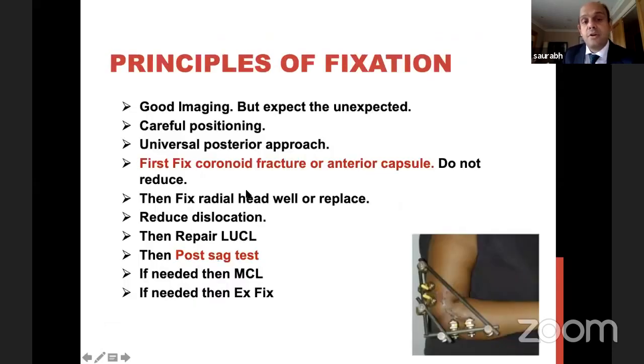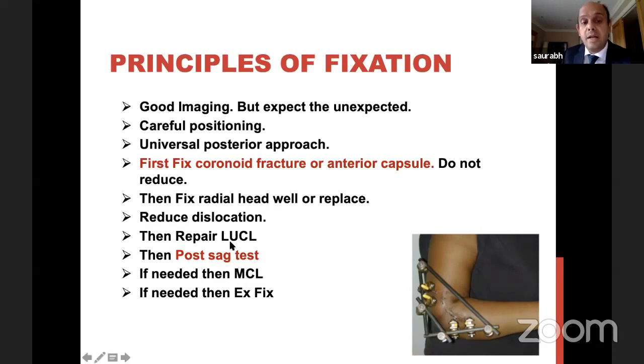there are only 4 structures. We said that. Coronoid or capsule. So this is the first structure to address. Then you address your radial head. Either you replace it, if there are too many pieces, or you fix it.